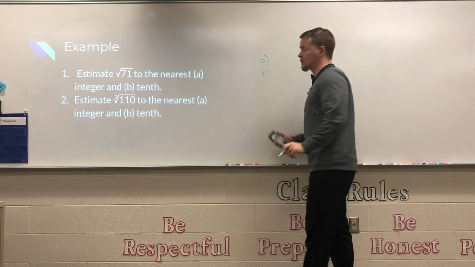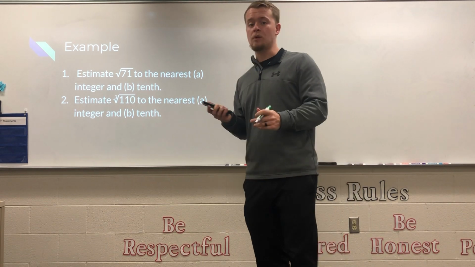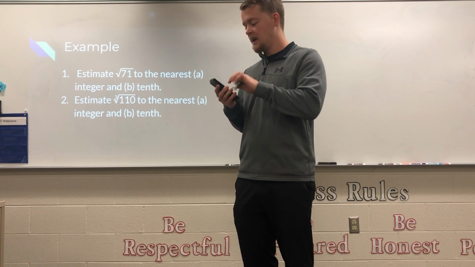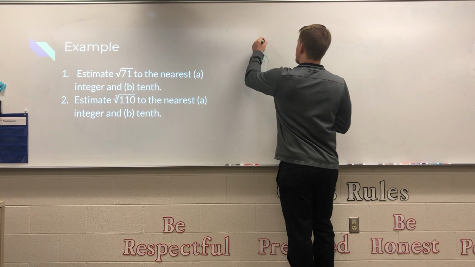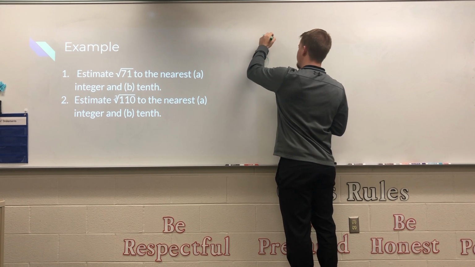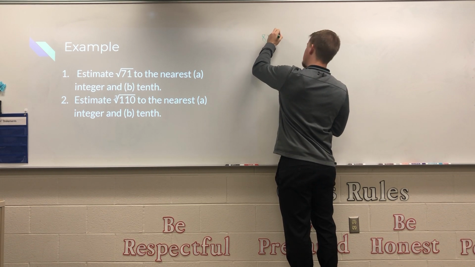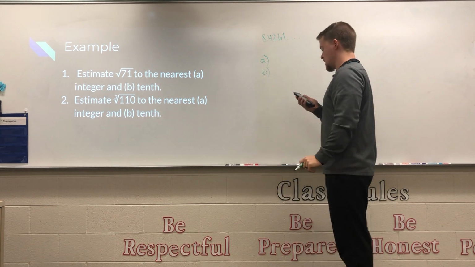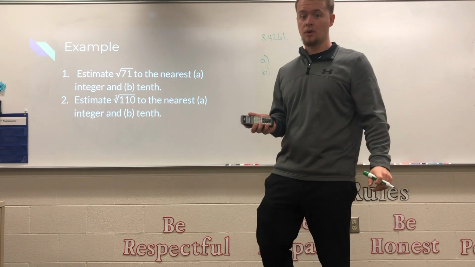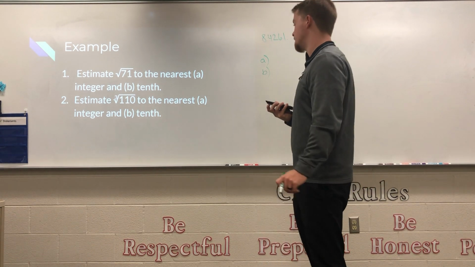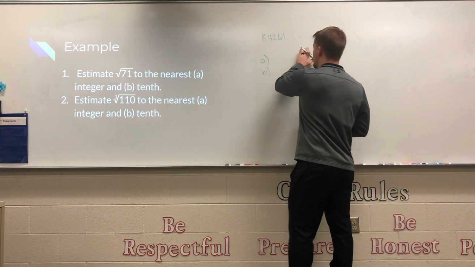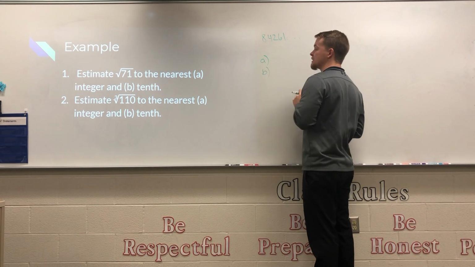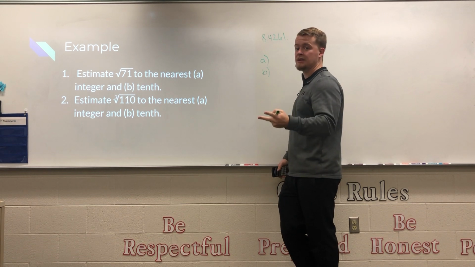First of all, you need to know what the square root of 71 equals. That's simple. You just plug in your calculator, 71, hit square root, and what comes up is 8.4261, and then there's a bunch of numbers behind this. First of all, you'll see that this is irrational. It's not rational because it does not repeat and it does not terminate. But what they want here is just to round to the nearest integer and the nearest tenth.